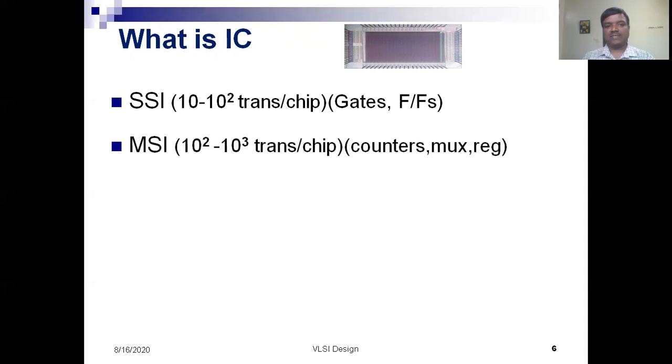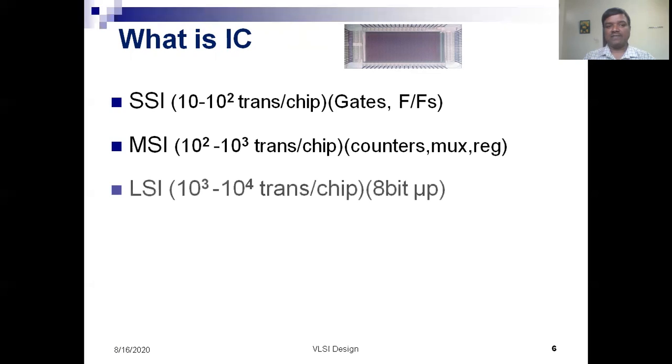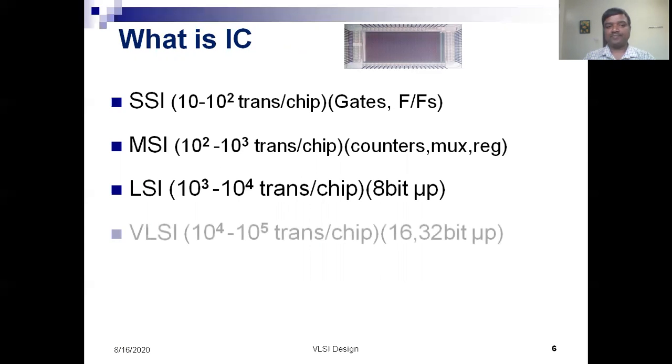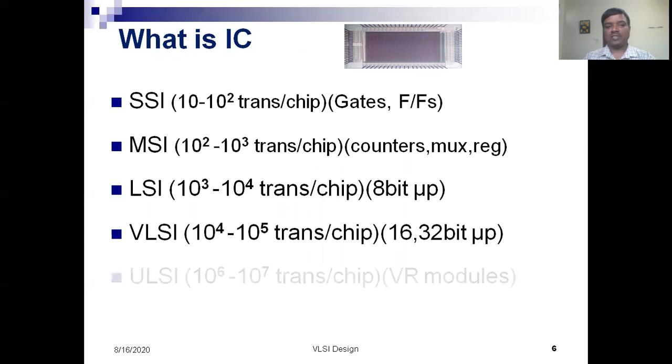Next we have medium scale integration. It has 10 power 3 transistors per chip. Examples are counters, multiplexers, and registers. Next we have large scale integration. It has 10 power 4 transistors per chip. Examples are 8-bit microprocessors. Next we have VLSI, that is 10 power 5 transistors and more. Examples for this are 16-bit and 32-bit microprocessors.